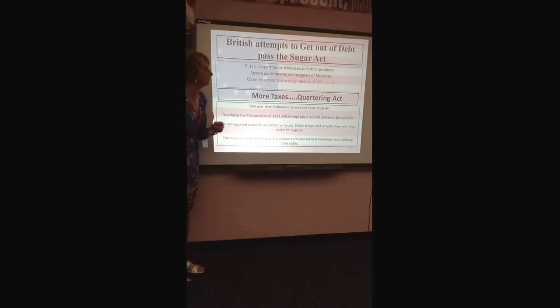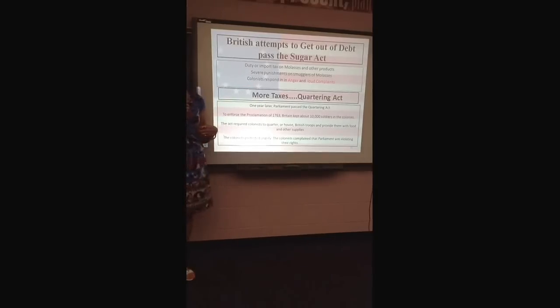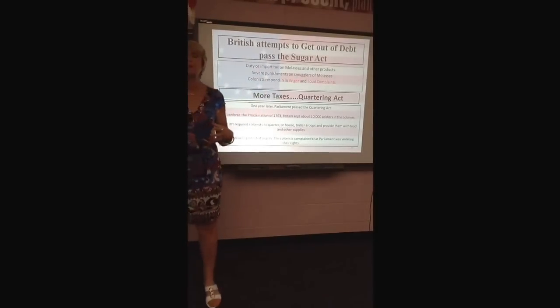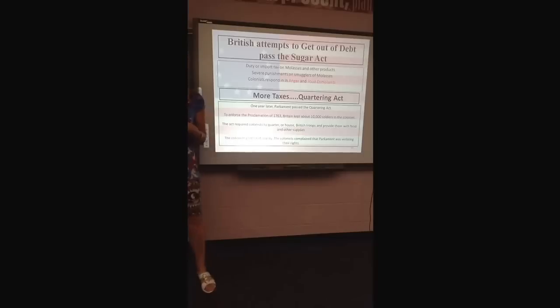So the king not only does the Proclamation of 1763, but he passes the Sugar Act. The Sugar Act is an import tax on molasses and other products. And what it means to import is to bring those things into the country. So the molasses and sugar that didn't naturally grow here was brought to the colonies.